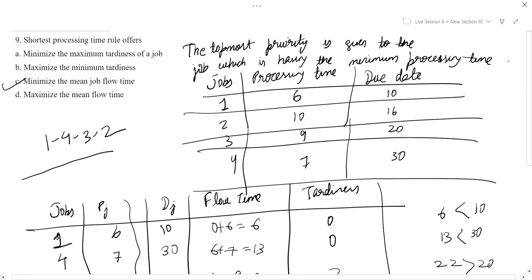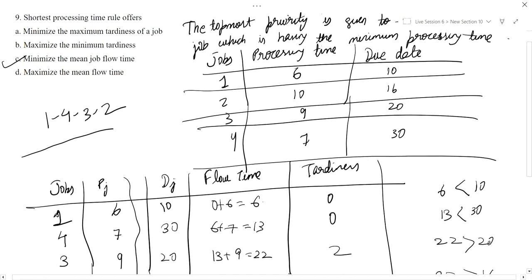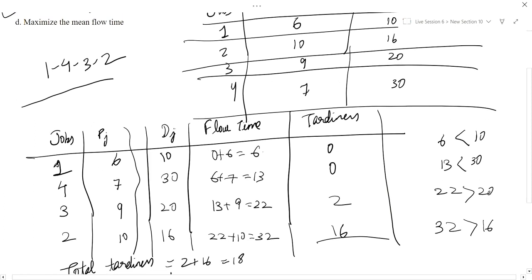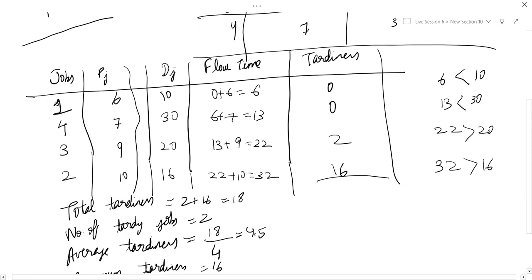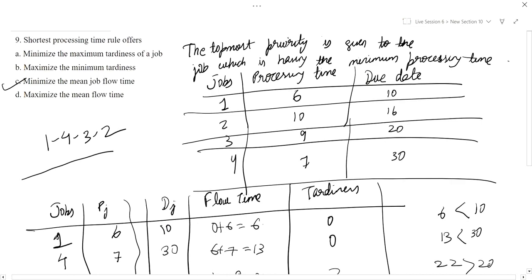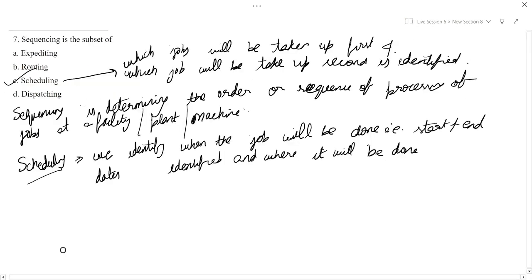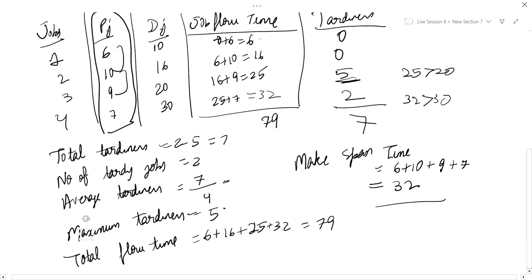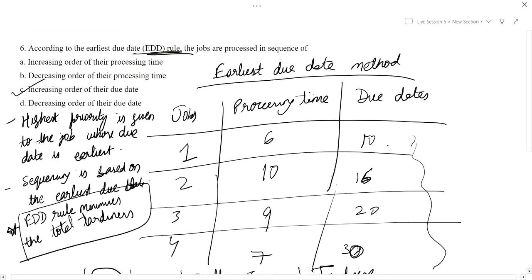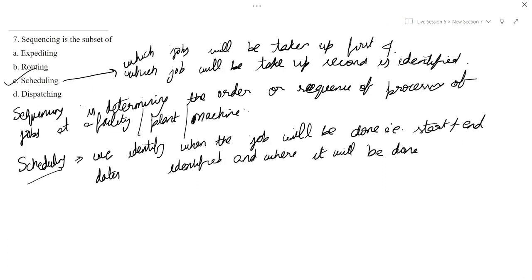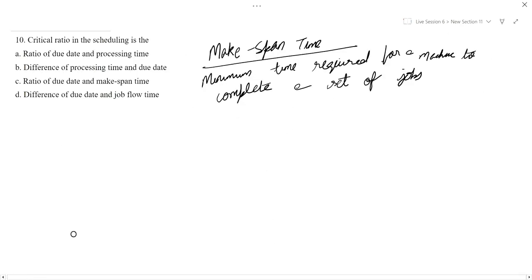So now we solved two questions in both methods, shortest processing time and earliest due date, and you will see that the tardiness is different in both cases. In shortest processing time the tardiness is 18 and in the earliest due date the tardiness was 7. So you can see why the same question is solved in both the methods, to find out the difference which they give. Okay, so the critical ratio is the ratio of due date and processing time.